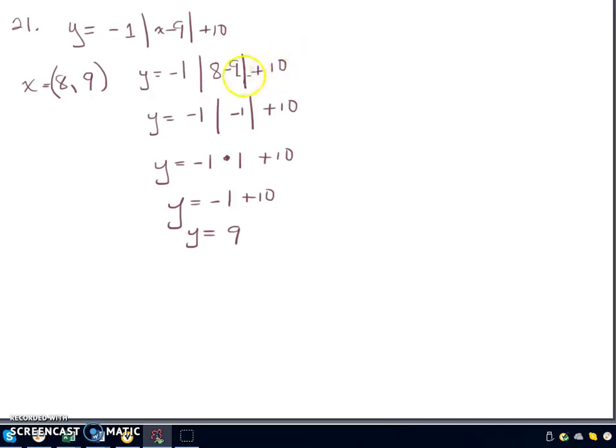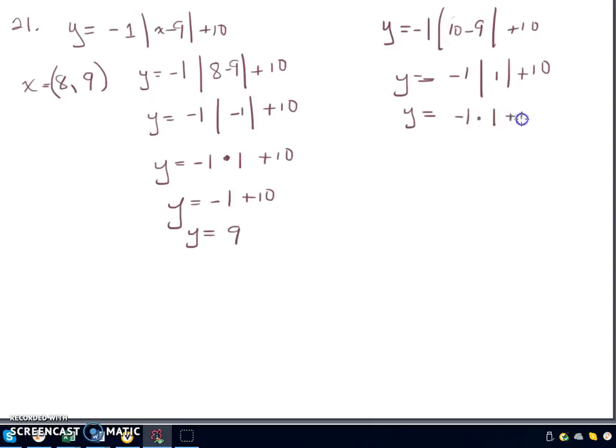Let's try 10. So when x equals 10, y is going to equal negative 1 times the absolute value of 10, take away 9. Close the absolute value, plus 10. I'm supposed to use an absolute value sign, not a parenthesis. So y is going to be negative 1 times the absolute value of 1 plus 10. So y is going to be negative 1 times 1 plus 10. Y is going to be negative 1 plus 10. So y is going to be 9.